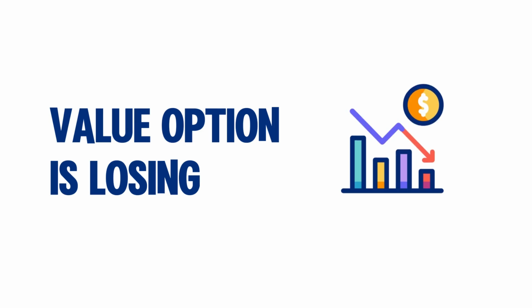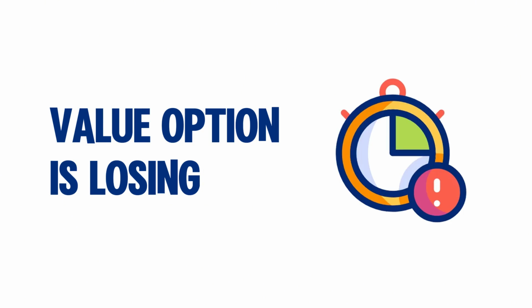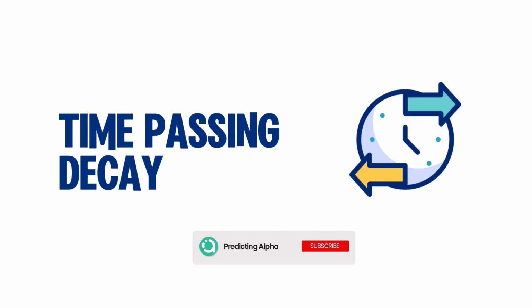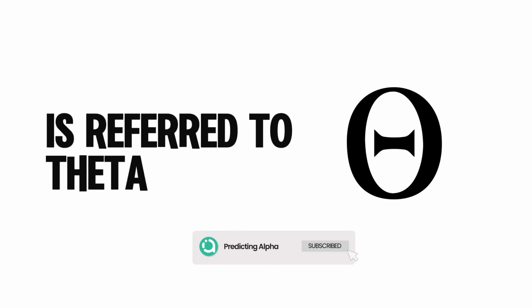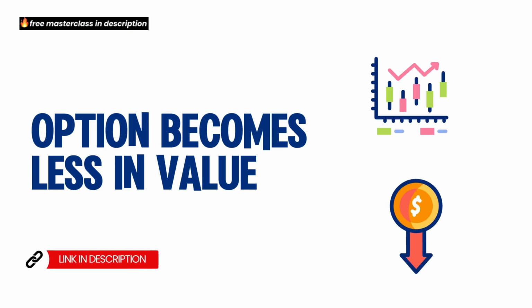So theta is an option Greek that tells us how much value an option is losing because of the passage of time. Remember, options have an expiration date. Let's say it expires tomorrow. Well, if nothing happens, then that option is going to be worthless in the next 24 hours. That time-passing decay is what we refer to as theta. Every day that ticks by, the option becomes a little bit less valuable. And the rate of that decay is the theta exposure of our position.